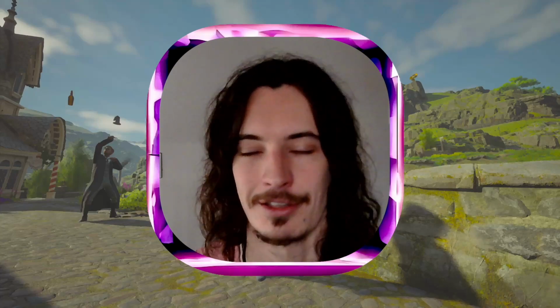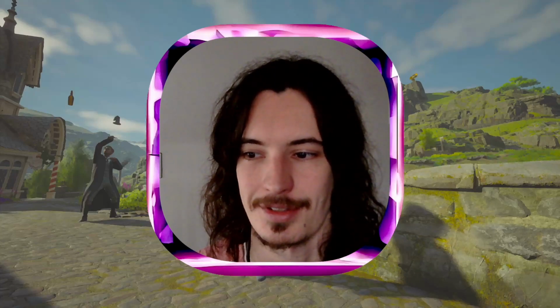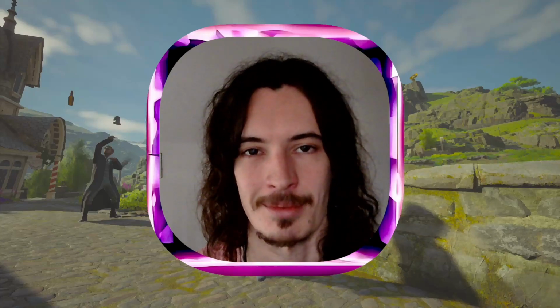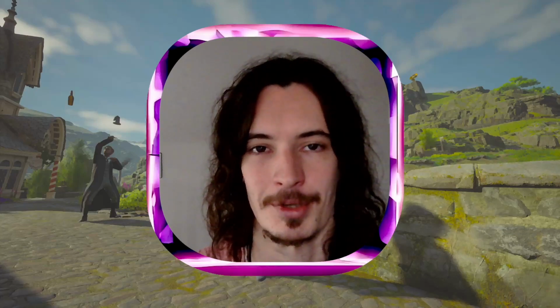Let me know if you can figure out how to get that white outline around your characters, because I have only done it a handful of times and it eludes me how to do it, so I'd love to know if anyone can nail that one on the head for me.